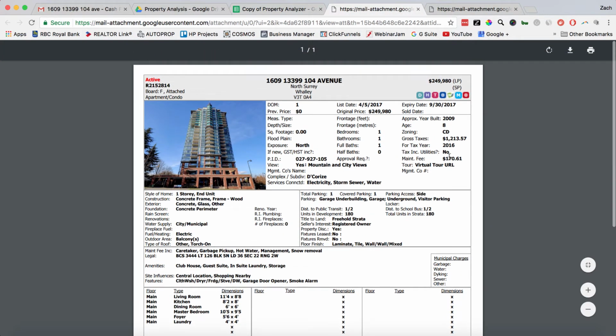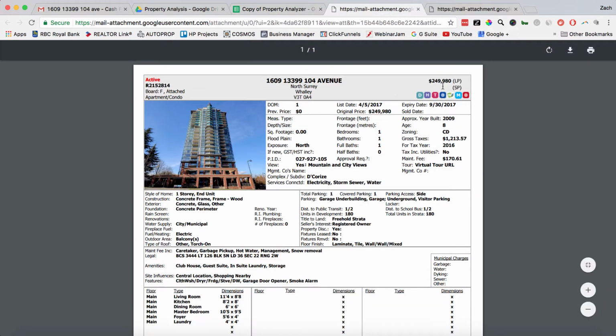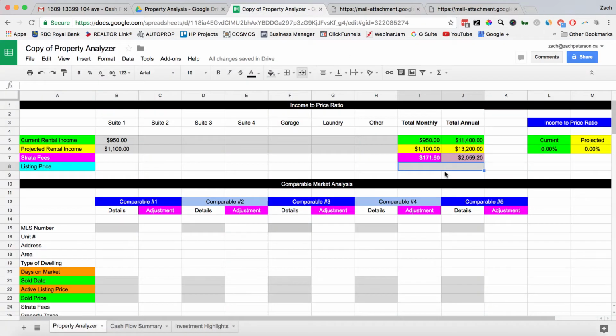The strata fees on this property are $170.61. Punch that in there, and it'll give you the total annual strata fees automatically. Then we're going to put in the list price here. This one is listed for $249,980. Put that in there.